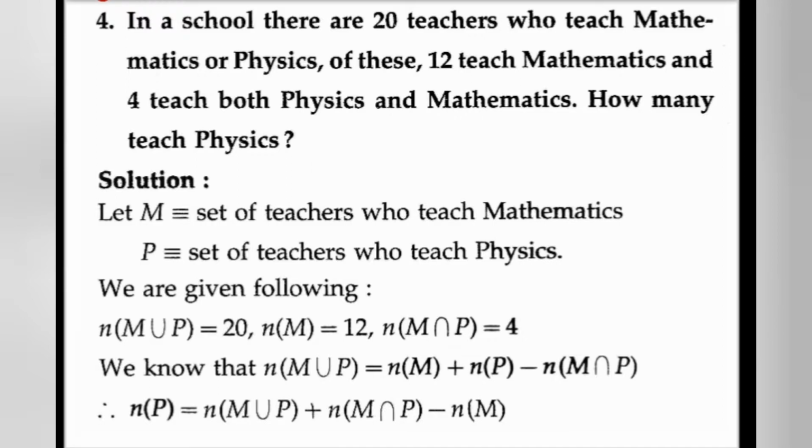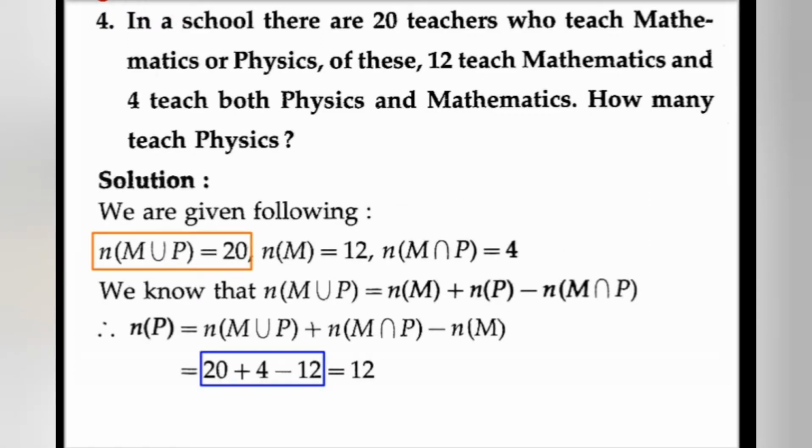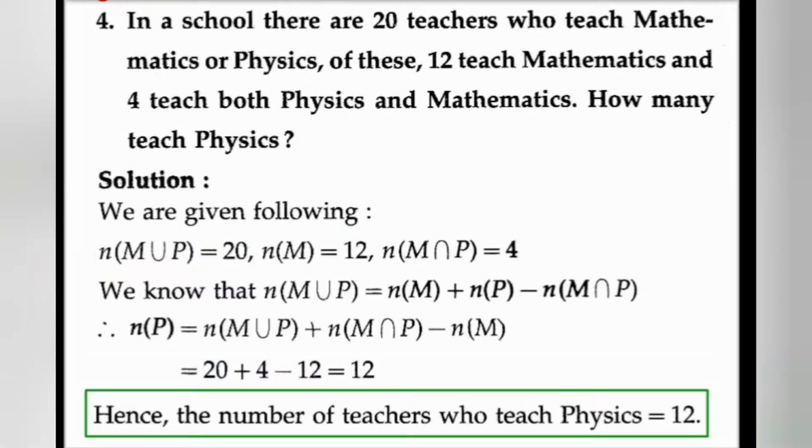Therefore, number of P is equal to number of M union P plus number of M intersection P minus number of M. That is 20 plus 4 minus 12, which is 12. Hence, the number of teachers who teach physics are 12.